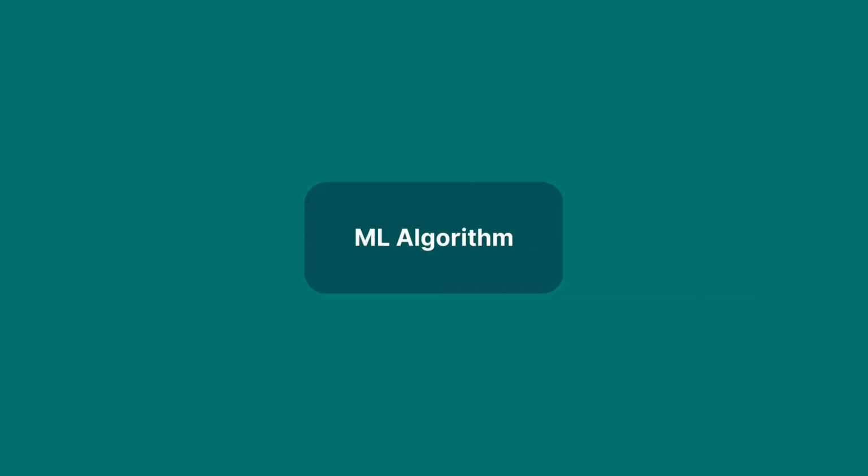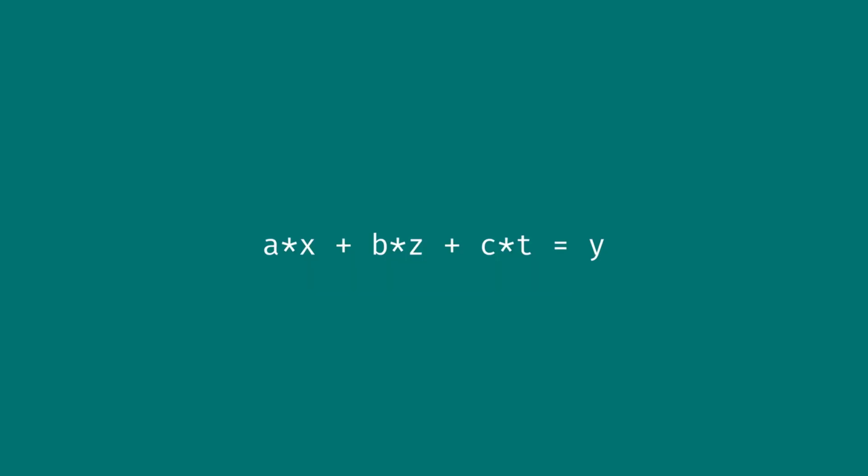Machine learning models are prepared in two steps, training and tuning. We can distinguish these processes by what they're affecting. Let's take a look at what a machine learning algorithm is. A machine learning algorithm tries to capture what happens in the real world in the form of a mathematical equation.